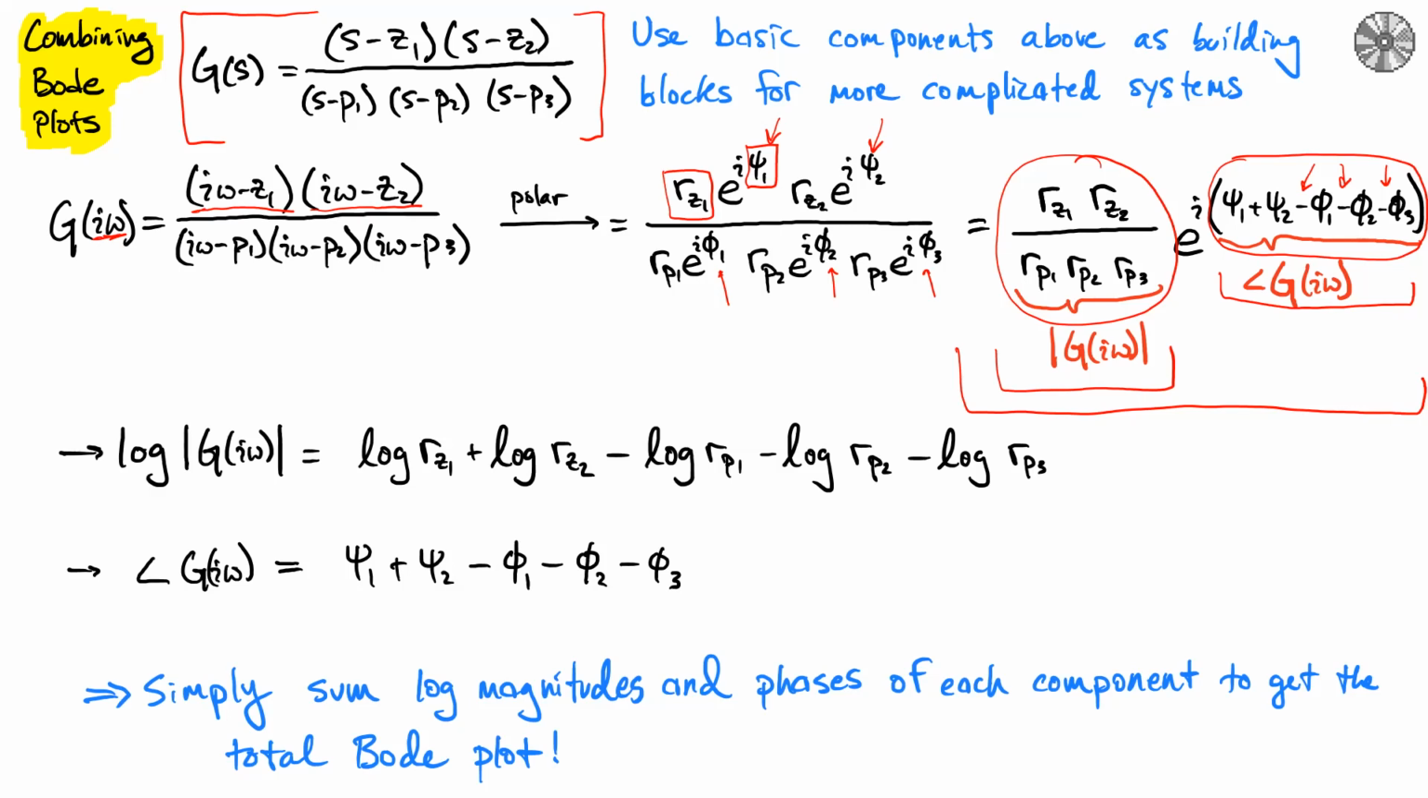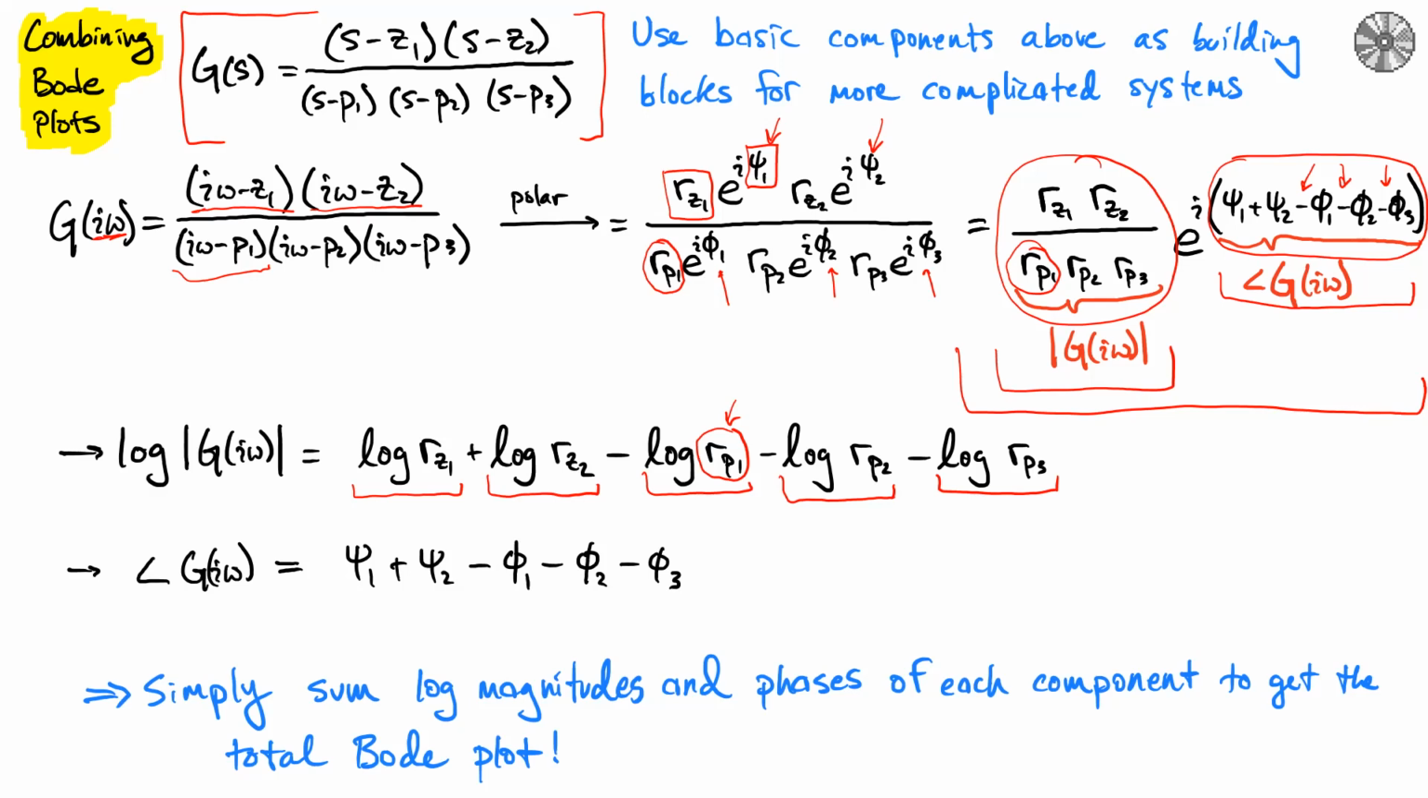And if we take the log of the magnitudes in particular, then using the multiplication and division rules of the log, this actually reduces to the log of the first zero plus the log of the second zero minus, because the pole is down here in the denominator, minus the log of the first pole, minus the log of the second pole, minus the log of the third pole. And again, these quantities are of p1. These are the magnitudes of each of these elements, each of these pieces here, which correspond to each of these terms.